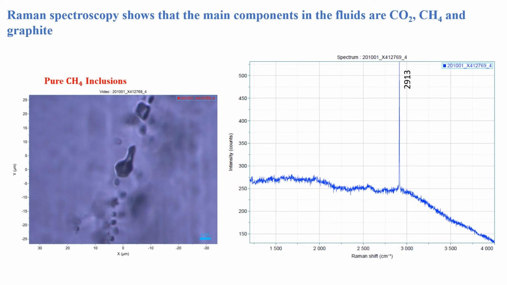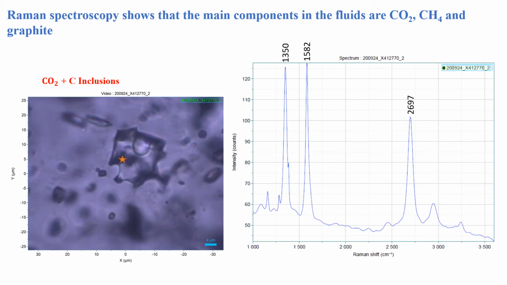Here is another result, and in this case we are seeing the peak for methane. After carbon dioxide, minor amounts of methane are also present. In most cases, they are together with carbon dioxide, but in this case, it is a pure methane inclusion. This is where it gets interesting. So far, the presence of both carbon dioxide and methane is very common in orogenic gold systems.